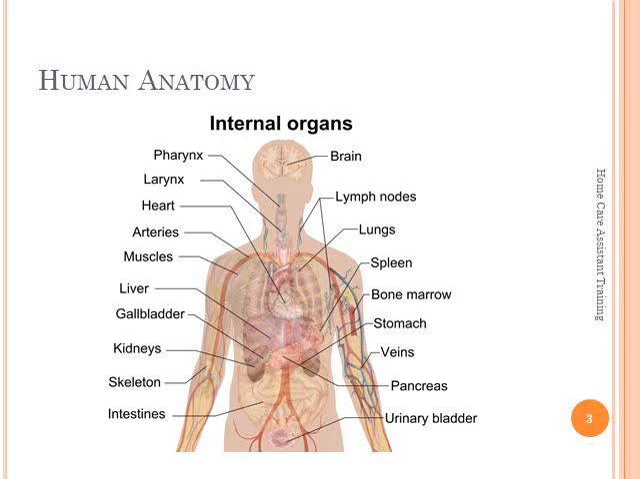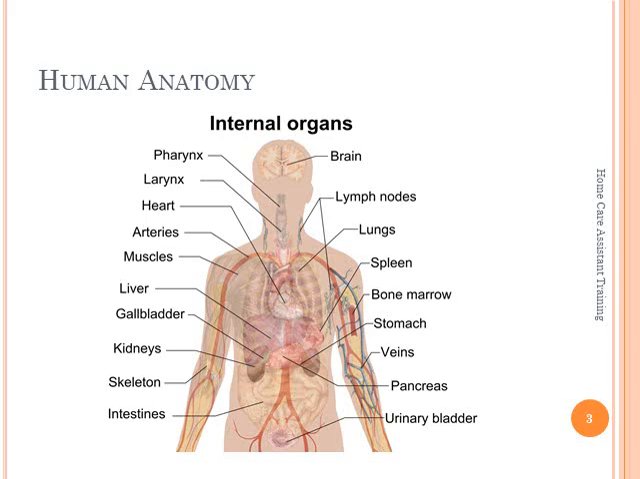And you have the intestines where food passes through, and we bring it out as poo. We have the skeleton, that's our bones. We have the kidneys that screen the blood for urine. You have the gallbladder that also works on food. We have the liver, the muscles, the arteries, the heart that pumps blood, the larynx, and the pharynx, our voice box and our throat. So these are internal body parts.